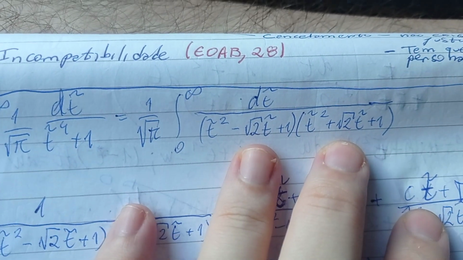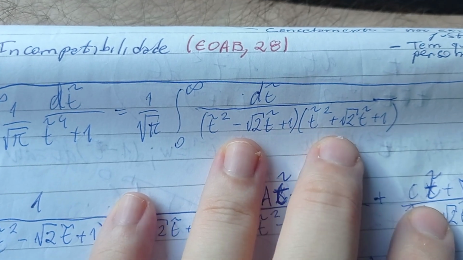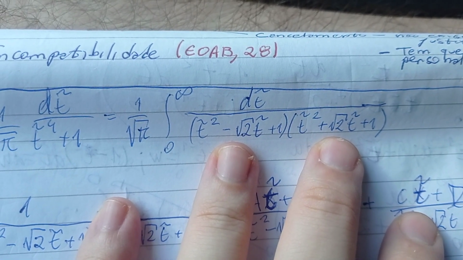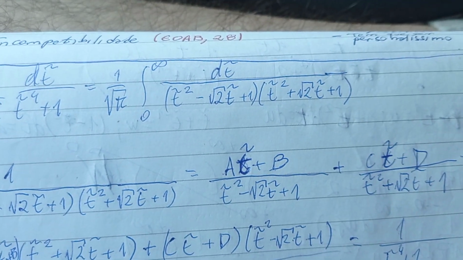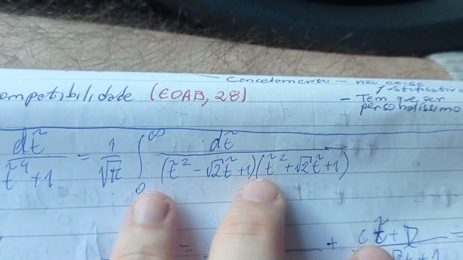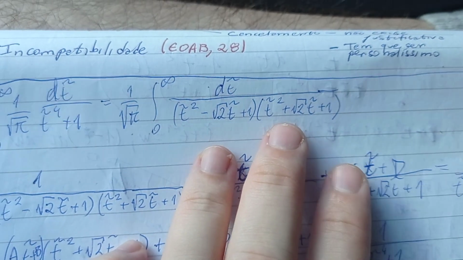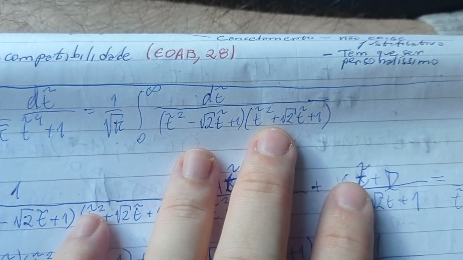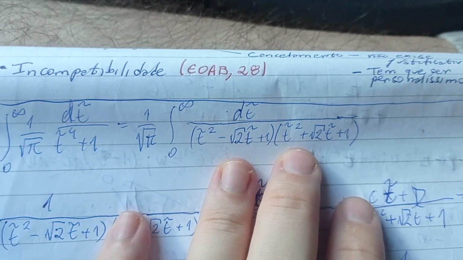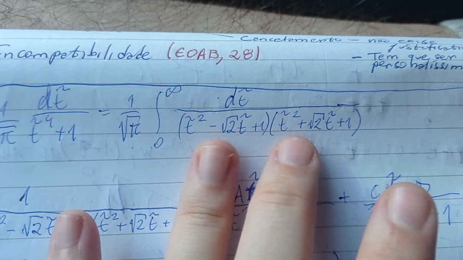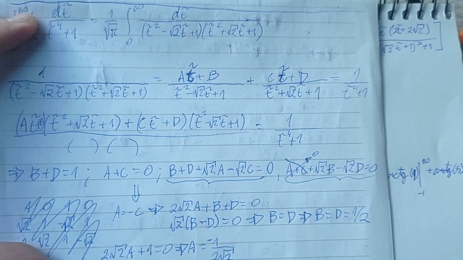Wait a sec. So this was the integral that we had. This can be factored in this way: t squared minus the square root of 2t plus 1 times t squared plus the square root of 2t plus 1, so the minus here and the plus here. It's somewhat evident, you just need to expand to know this happens. This gives us an idea of separating both parts by partial fractions, which is going to be this long thing.